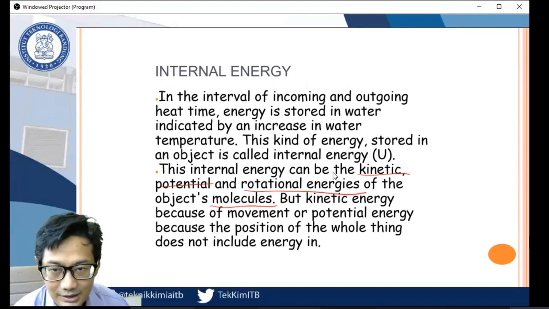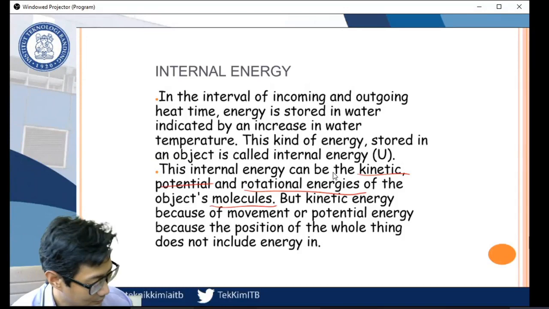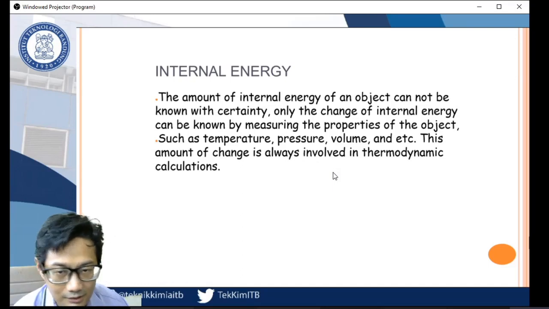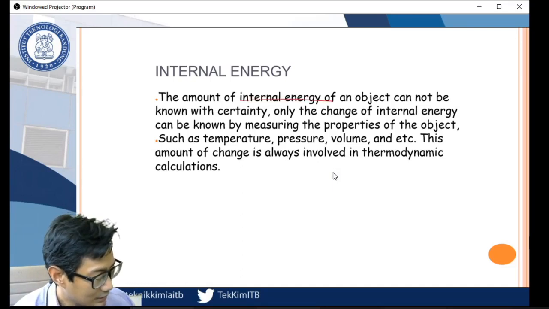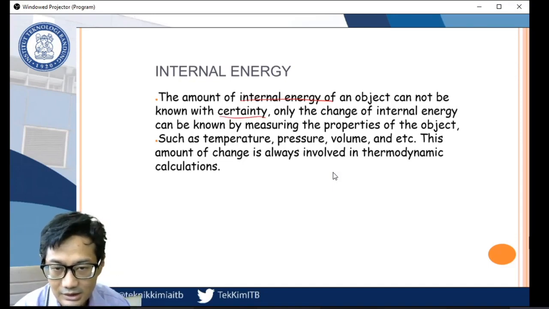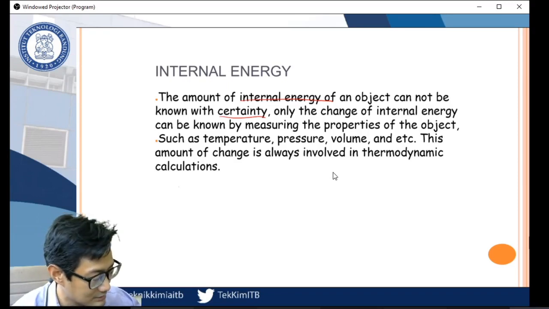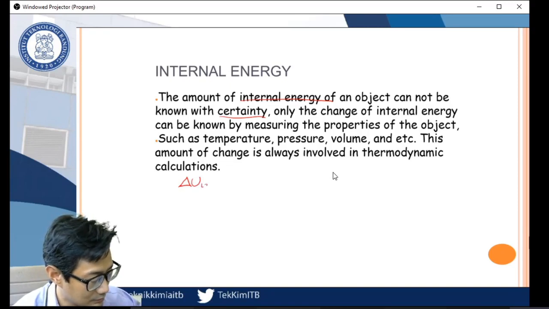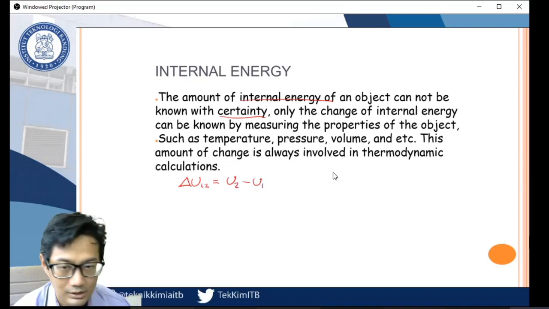Okay, the one that I want to add related with internal energy, because this is the most important part: the amount of internal energy cannot be known with certainty. So we don't know the absolute number of internal energy. That's why we always put it as delta. Remember delta U, let's say delta U12 is equal to U2 minus U1. It's always a delta, a difference between the final state and the initial state.